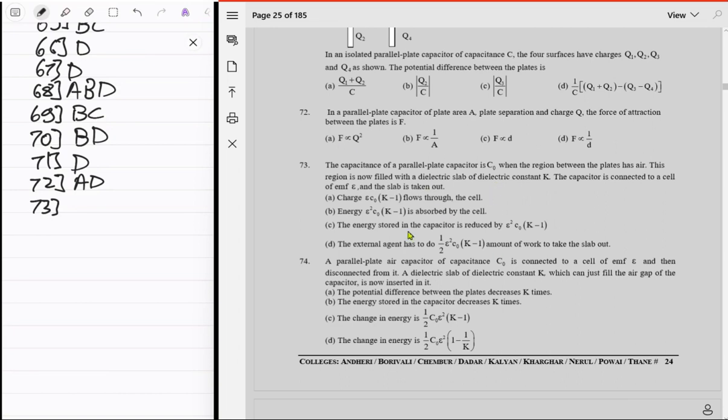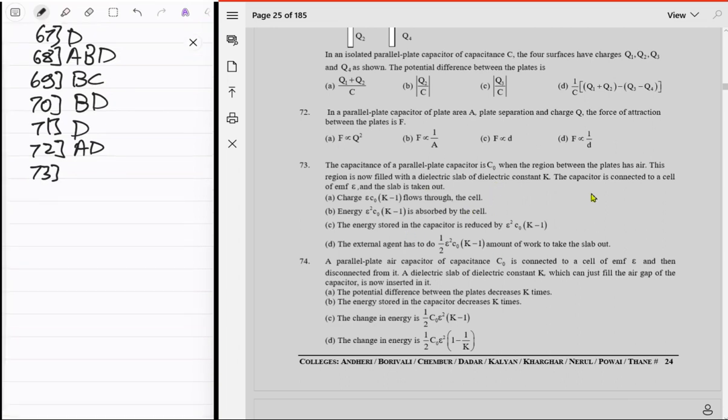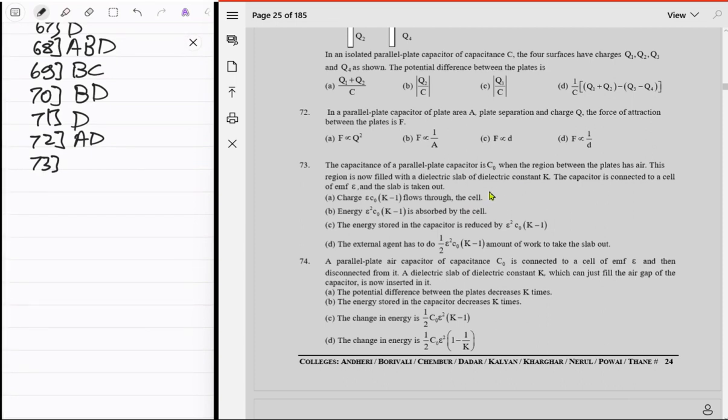What was there earlier? Earlier, let's just say V potential difference, right? What's the capacitance? Initially it was C naught, now you have K C naught, right?